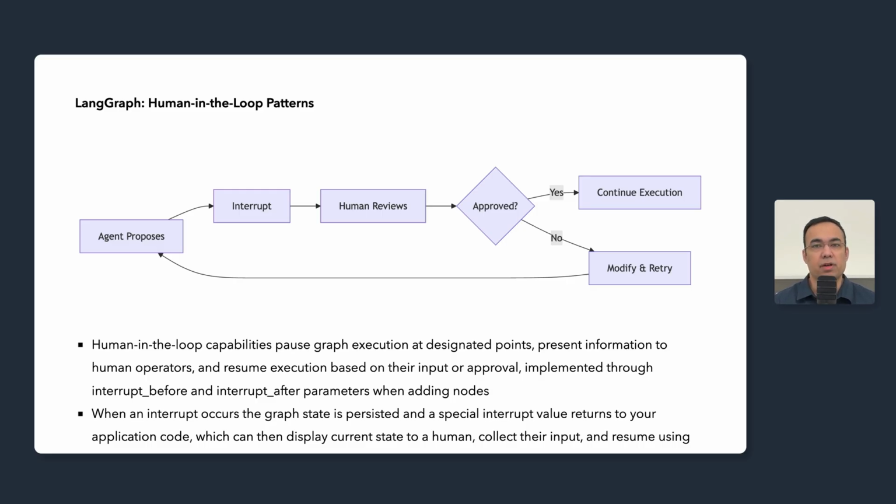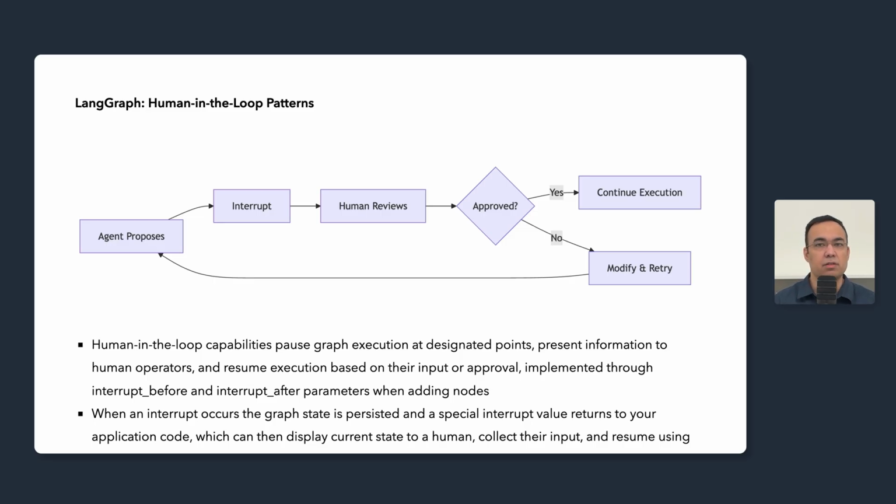These parameters specify whether execution should pause before or after that particular node runs. When an interrupt occurs, the graph state gets persisted to your checkpointer and a special interrupt value returns to your application code. Your application can then display the current state to a human through whatever interface you have built, whether that's a web dashboard, a Slack message, an email, or any other channel. After collecting the input, you resume the graph using the command primitive to inject the human's response back into the state, and execution continues from where it left off.